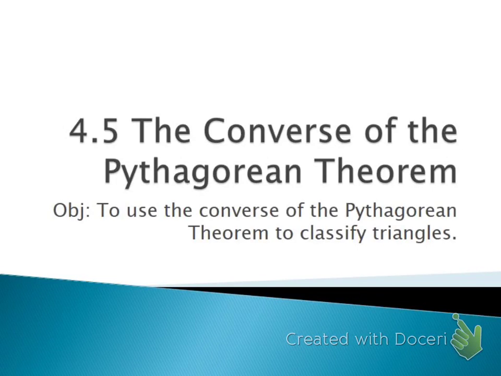All right, today we are doing section 4.5. It is going to be the converse of the Pythagorean theorem. We are going to use it in order to classify triangles.